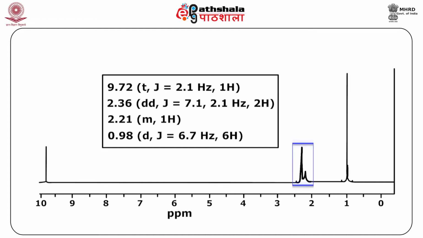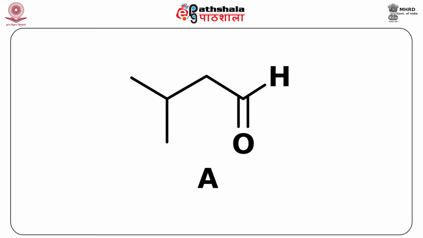A peak at 2.36 observed as a double doublet for 2 protons indicates the presence of a CH2 group between the isopropyl and the aldehydic groups. Now, if we correlate all the data, we observe that it matches the structure of compound A, which is CH3, CH3, CH, CH2, CHO.